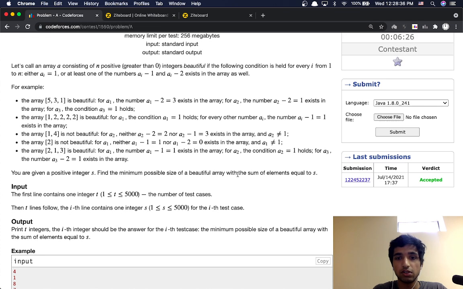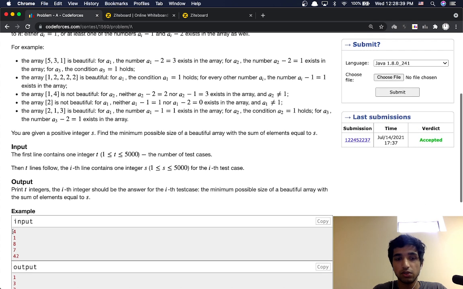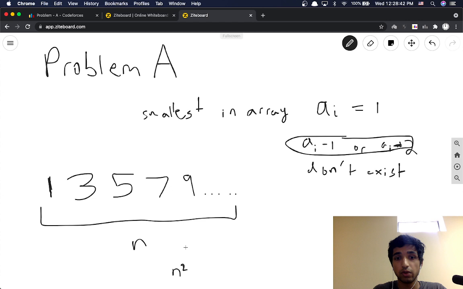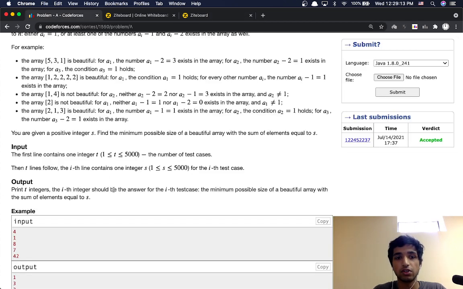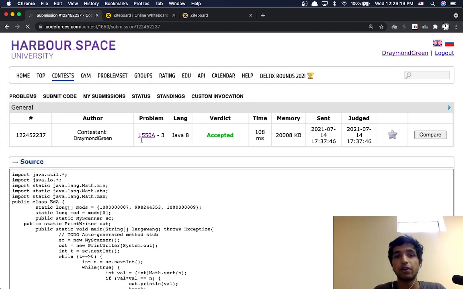So we want the minimum possible size with sum of elements equal to S. So this would just be the smallest perfect square that's greater than or equal to S. Right? Because if we have size n, where n squared is the smallest possible square that's bigger than S, then we can construct an array with sum S, because we can construct an array with sum n squared. So yeah, the answer is just the smallest possible n such that n squared is greater than S. Greater than or equal to, sorry.